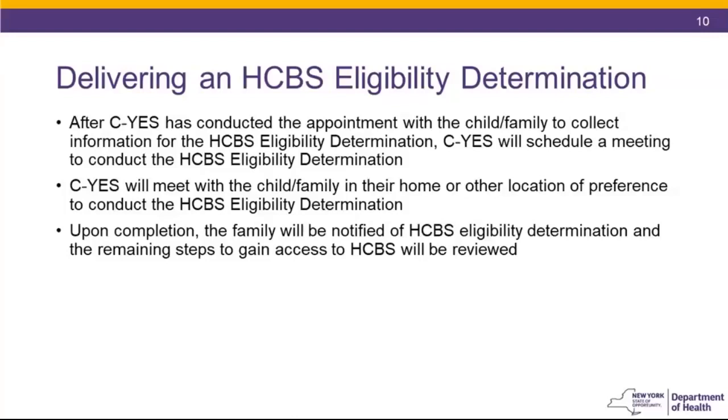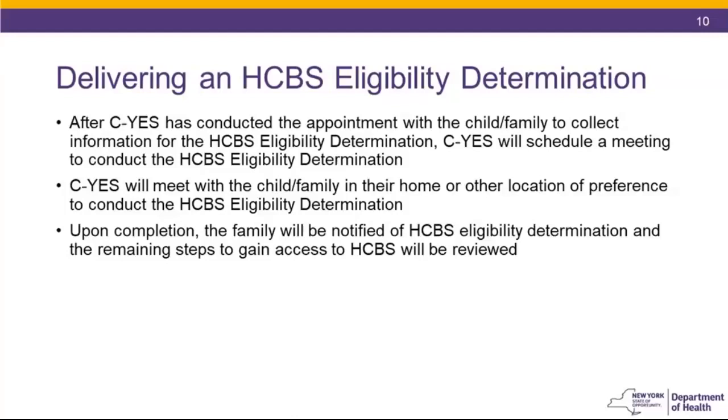Delivering an HCBS eligibility determination. After CS has conducted the appointment with the child or family to collect information for the HCBS eligibility determination, CS will schedule a meeting to conduct the HCBS eligibility determination. CS will meet with the child or family in their home or other location of preference to conduct the HCBS eligibility determination. Upon completion, the family will be notified of the HCBS eligibility determination and remaining steps to gain access to HCBS will be reviewed.